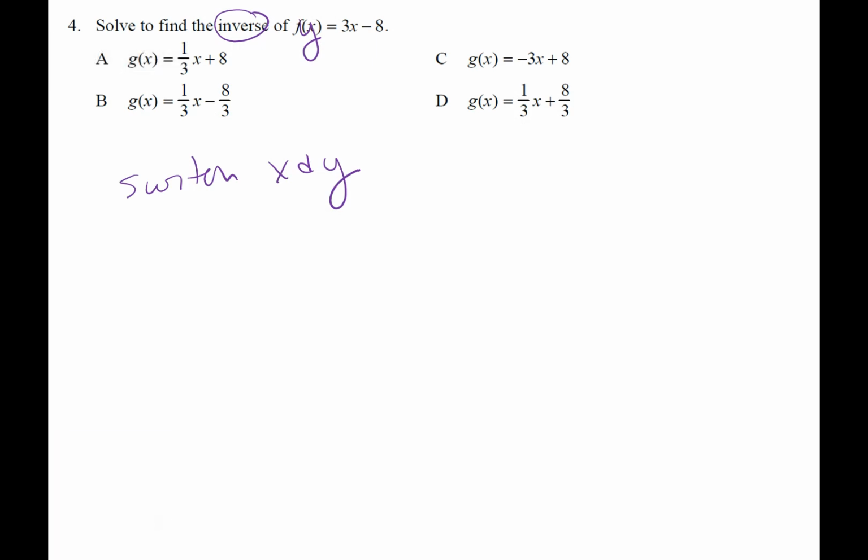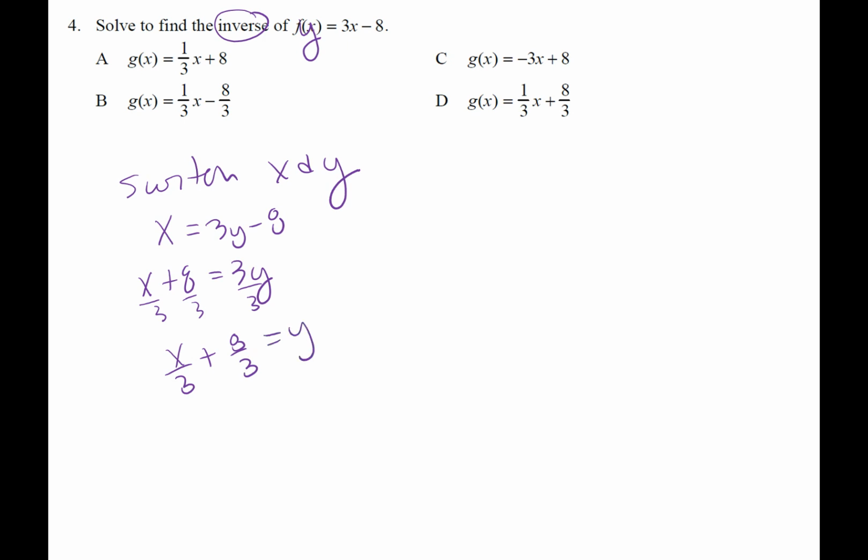So we're going to switch x and y. I'm going to start by switching the x to the front and 3y minus 8. And then I'm going to add the 8 to the other side. So I get x plus 8 equals 3y. And then I'm going to divide by 3. And remember, you have to divide everything by 3. So you've got x over 3 plus 8 over 3 equals y.